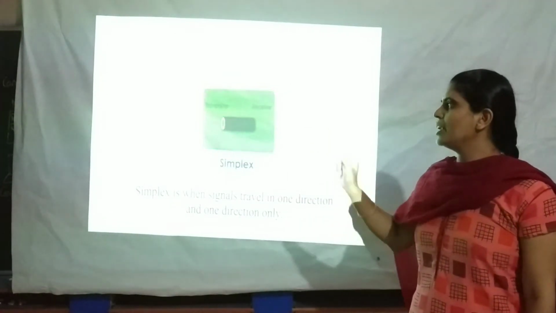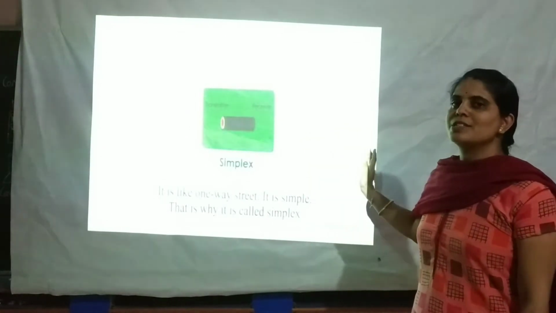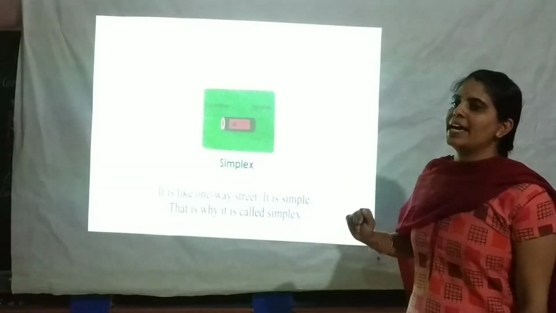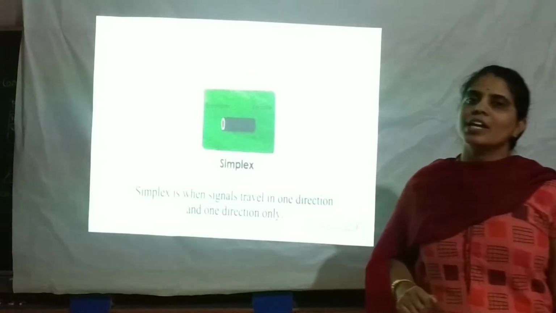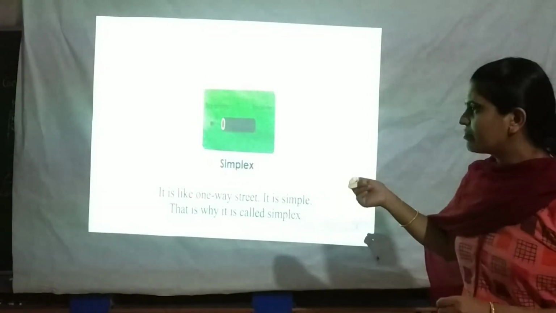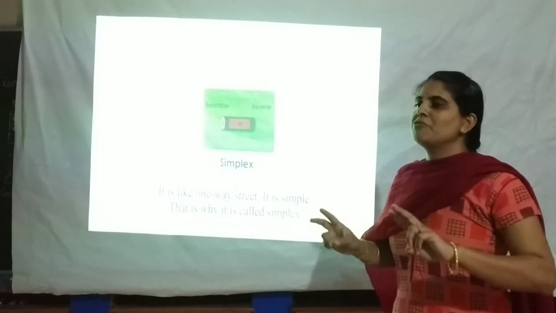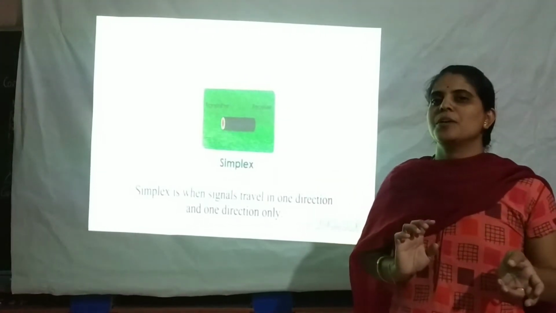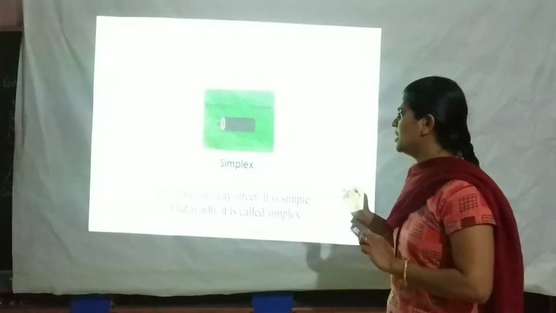We can observe there is a point or a ball that is traveling from transmitter to receiver only in one direction. An example of this type of communication is the monitor. If you consider a technical example, the keyboard can transfer data to the monitor, but the monitor cannot send any data back to the keyboard.